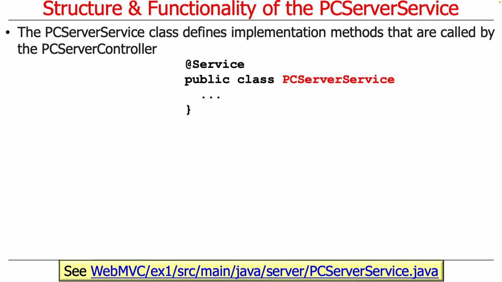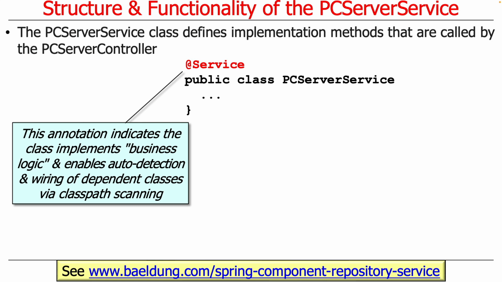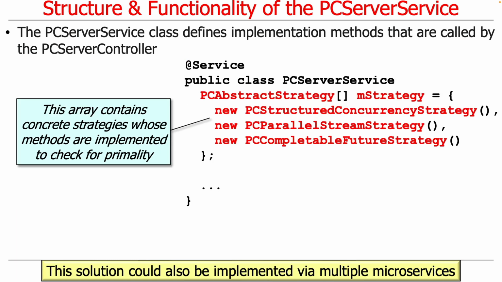So let's talk a little bit about how things work under the hood. As you can see here, here's the PCServerService class, and this is defined as a service. So that means that this thing is where the business logic goes, and it tells Spring to do auto detection and wiring of dependent classes using something known as class path scanning. So it'll go ahead and see how to do the dependency injection stuff properly.